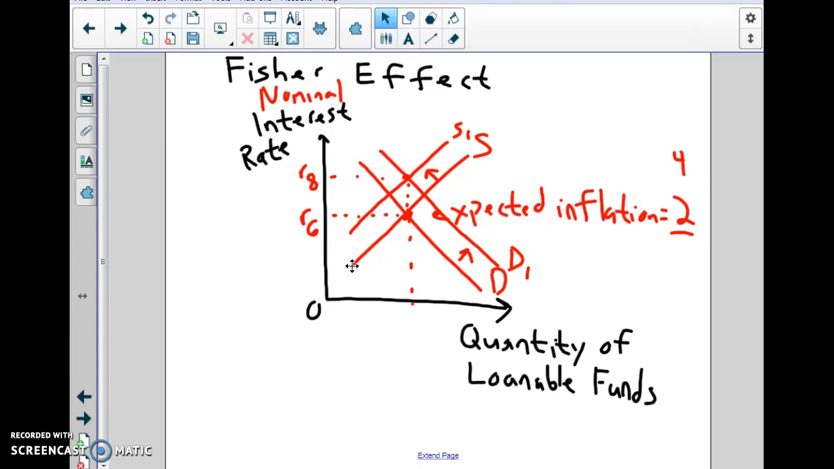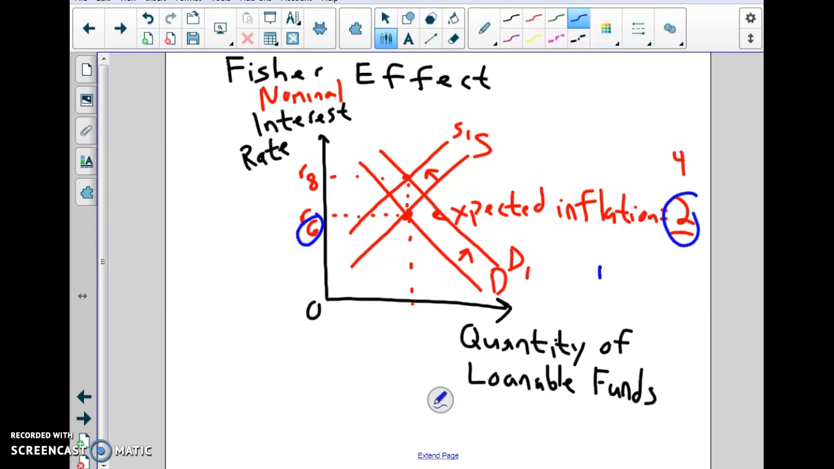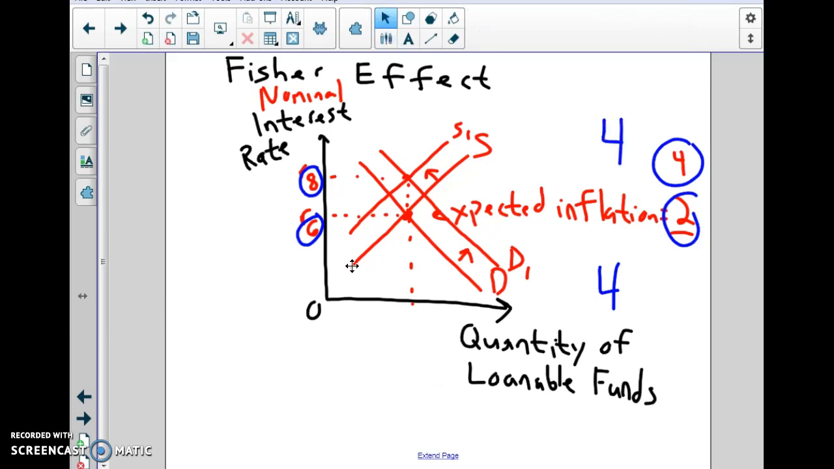That's the Fisher effect. It doesn't change the amount of profit, so to speak, that the bank is making, because the real interest rate, remember here, it was 6 minus 2, and they were making 4% real interest. Now it's nominal 8 minus inflation 4. They're still making 4% real interest. So that doesn't change.